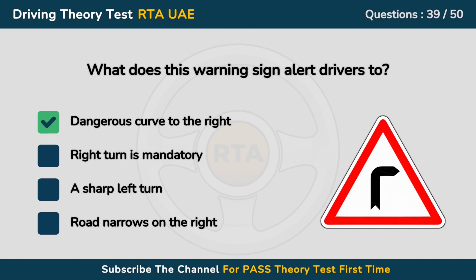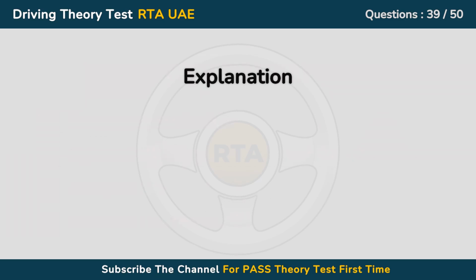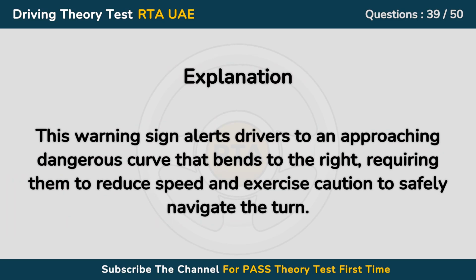Answer is A. Dangerous curve to the right. This warning sign alerts drivers to an approaching dangerous curve that bends to the right, requiring them to reduce speed and exercise caution to safely navigate the turn.